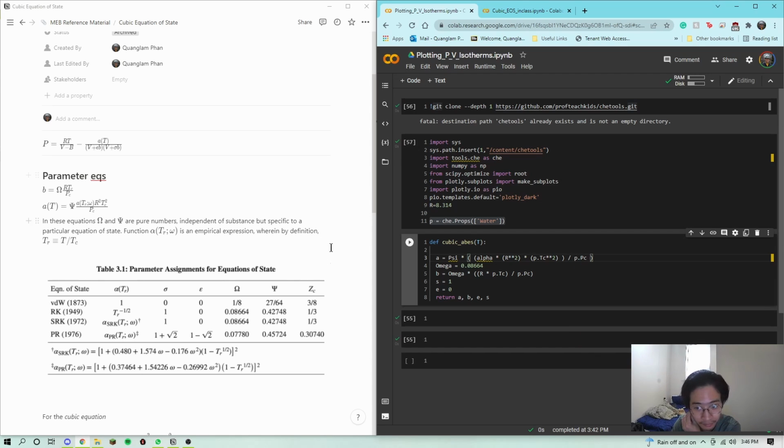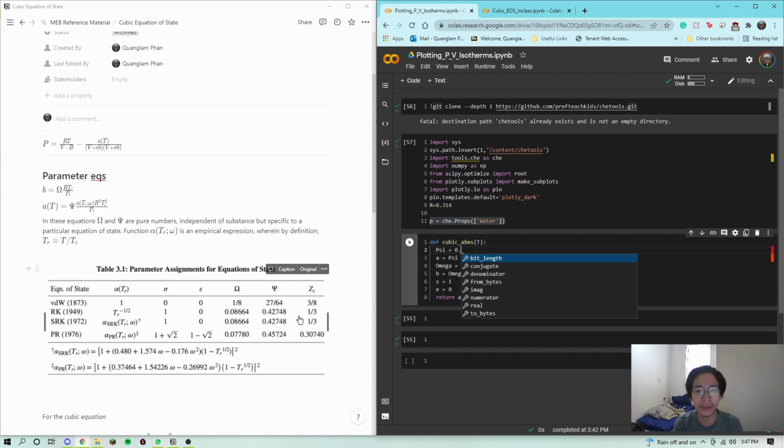Okay. Let's take a look at this. We have alpha. Oh, alpha and psi are our two undefined variables. What's psi? Let's do the easy thing first. I always do the easy thing first, right? Well, psi for SRK is very simply a number. Psi is equal to 0.42748.